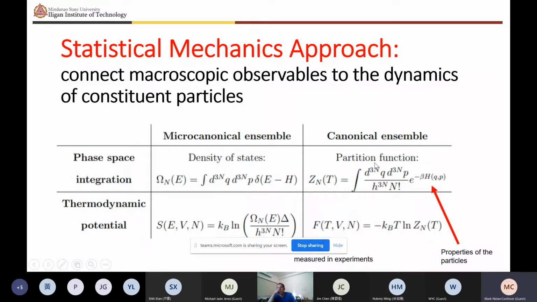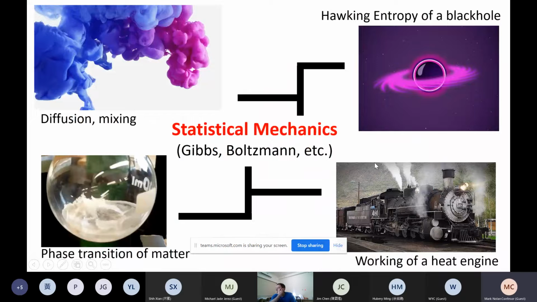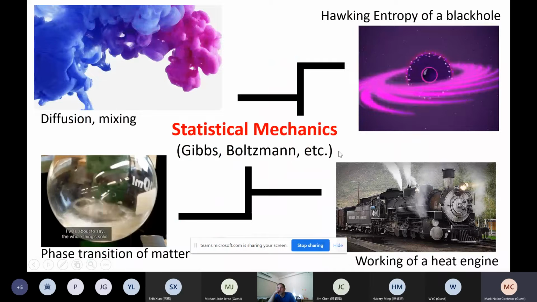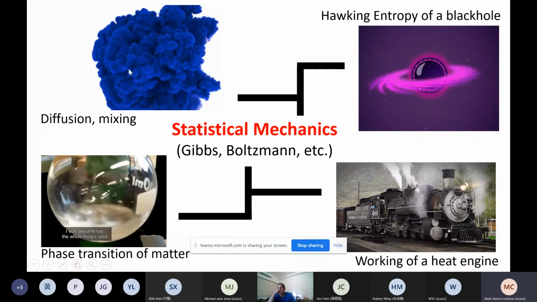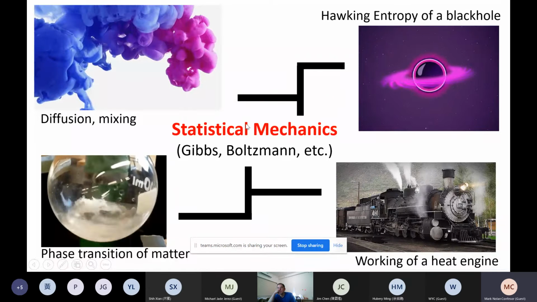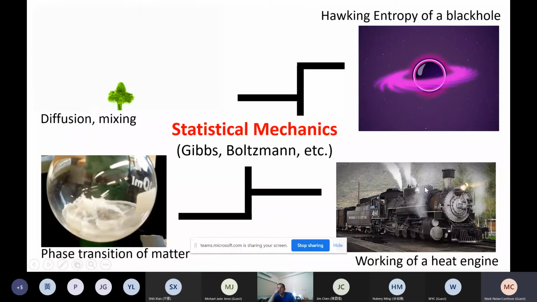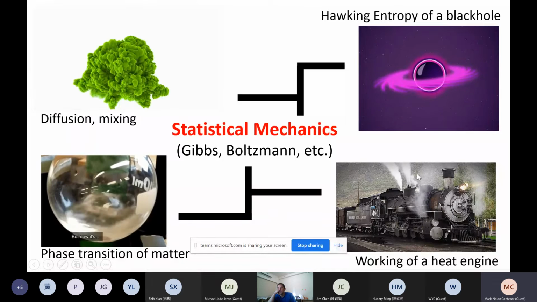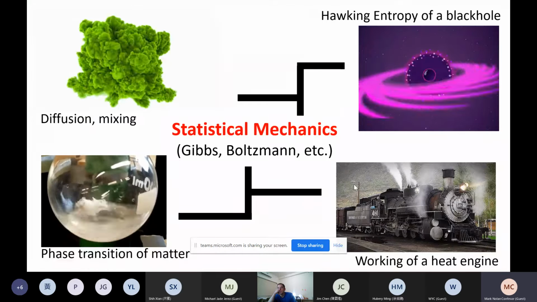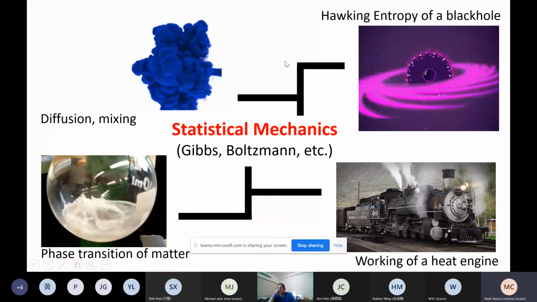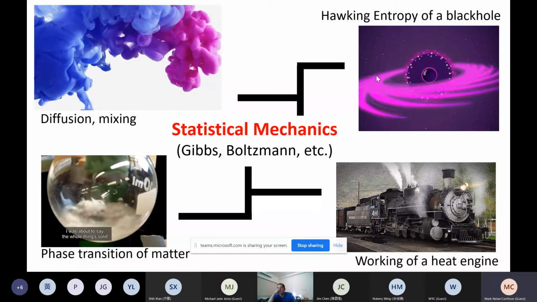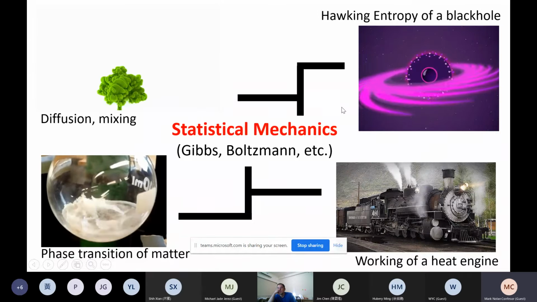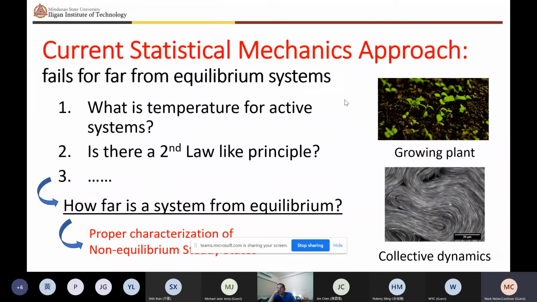As I have mentioned, statistical mechanics has been applied considerably well in many aspects. For example, it led us to understand phase transitions of matter, diffusion and mixing of gases or liquids. It ushered in the industrial revolution that led to the technologically advanced society that we have, and even discussions on those beyond this planet, like the entropy of a black hole, and so on and so forth. It's very, very successful. Nonetheless, it's not the total theory that we want.